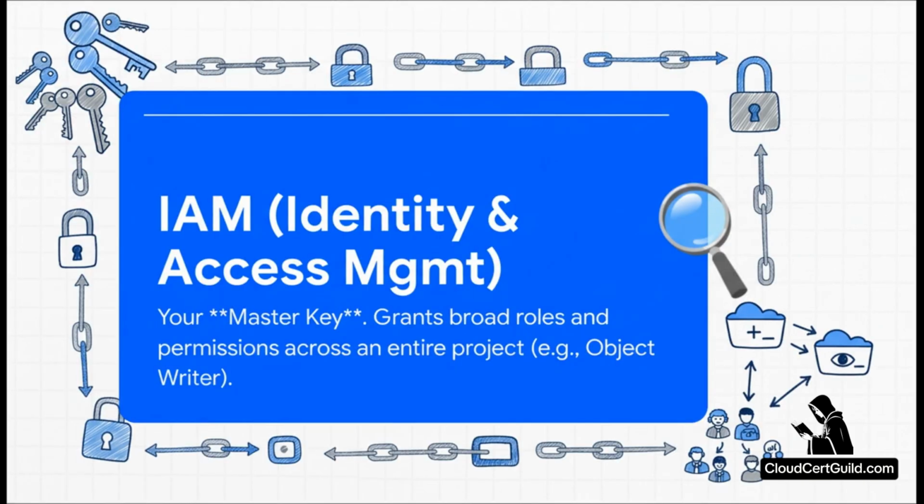First up is IAM, which stands for Identity and Access Management. This is your master key. It sets the broad, sweeping permissions for your entire project. So for example, you can create a policy that says, hey, developers can create and delete storage buckets, but analysts can only read data from them. IAM is all about controlling that big picture.